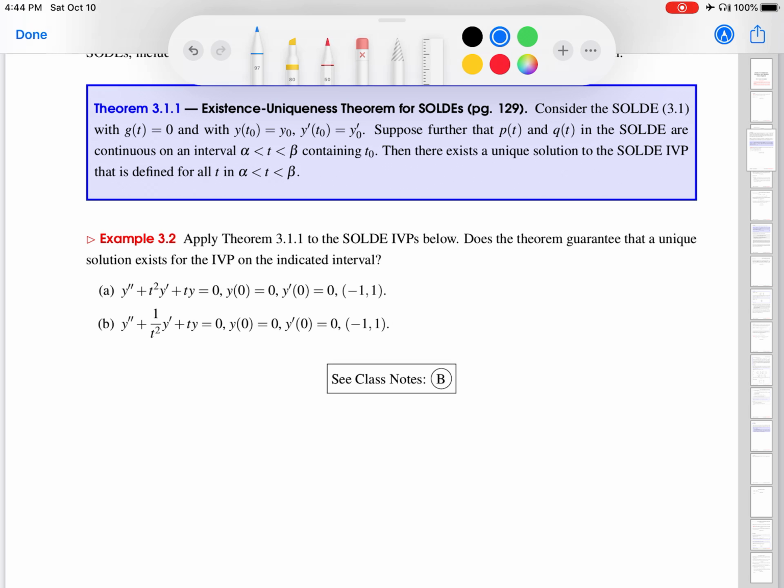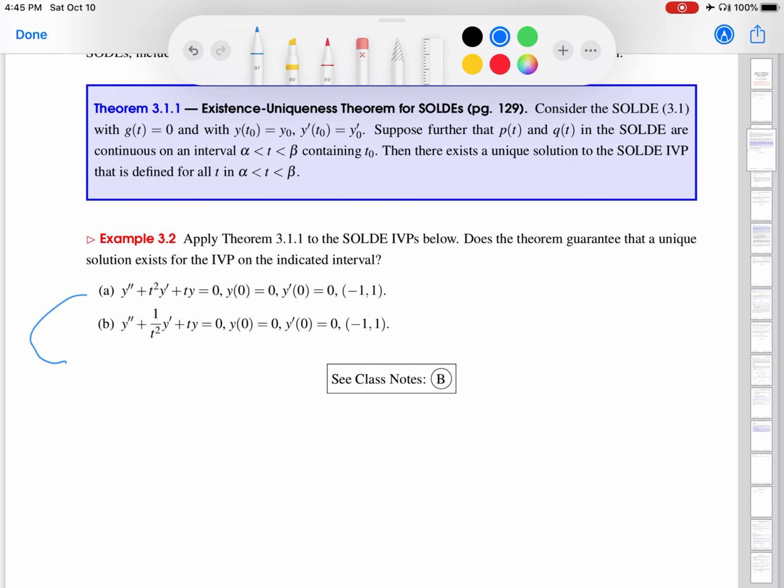So in this example, we are asked to apply Theorem 3.11. This is the theorem up here, the existence and uniqueness theorem for SOLDEs, to the IVPs, initial value problems. And really the question is, does the theorem guarantee that a unique solution exists over the indicated interval? Great. So let's tackle the first one of these and see how we can apply this theorem.